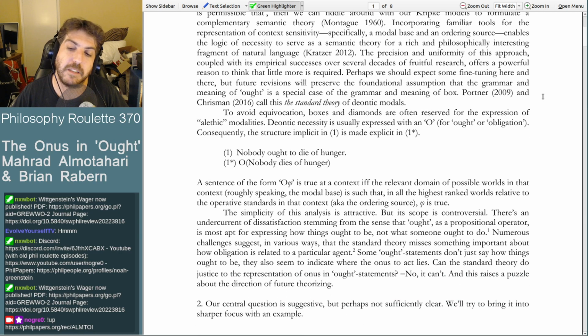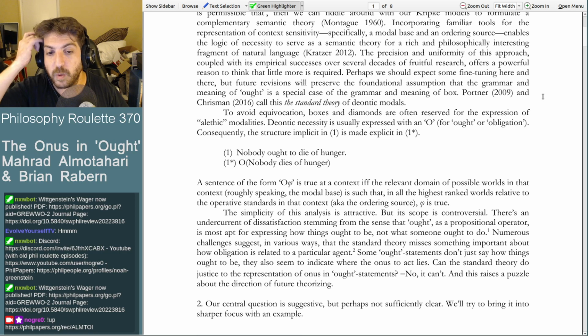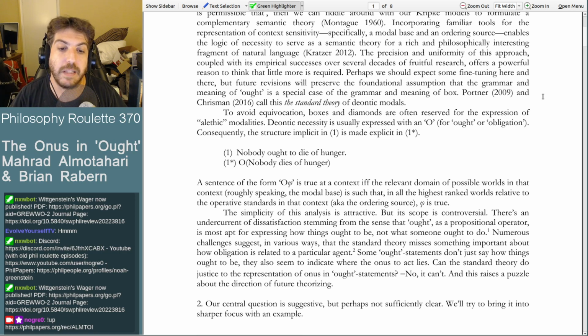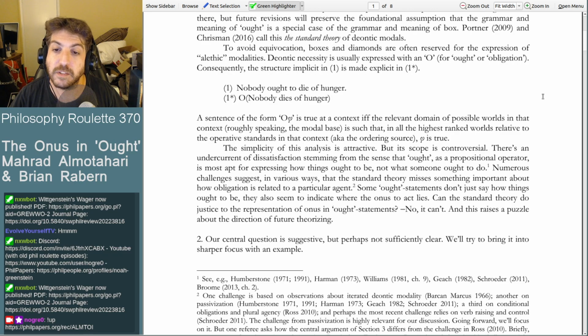And box is metaphysical necessity, saying all possible universes should be this way. Portner and Chrisman call this the standard theory of deontic modals. To avoid equivocation, boxes and diamonds are often reserved for the expression of alethic modalities. Yeah, that's true and false things. Deontic necessity is usually expressed with an O for ought or obligation.